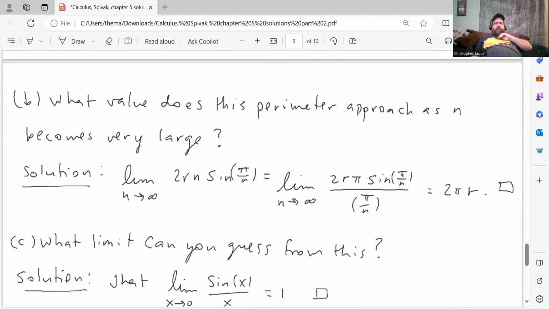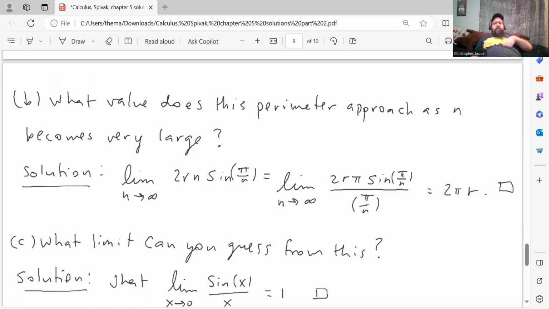Okay, and then part B says, what value does this perimeter approach as n becomes very large? So as n becomes very large, we get closer and closer to the circumference of the circle, which is 2 pi r, as we know from geometry.